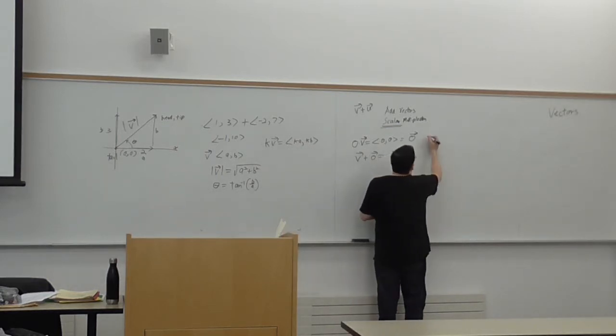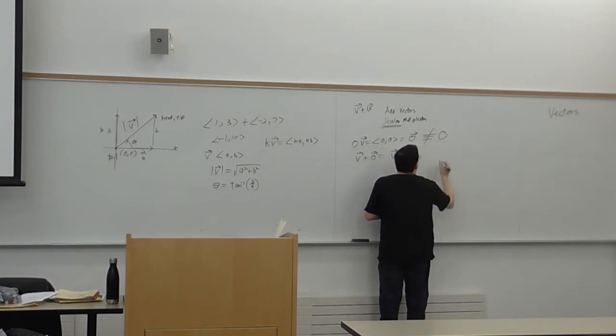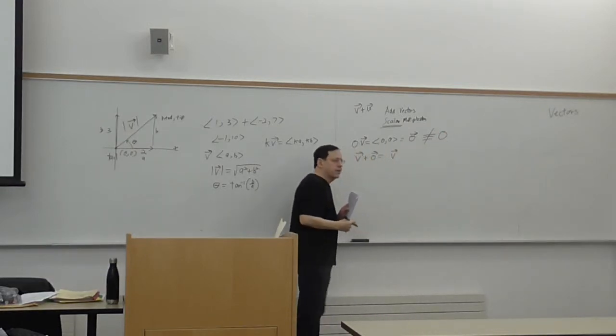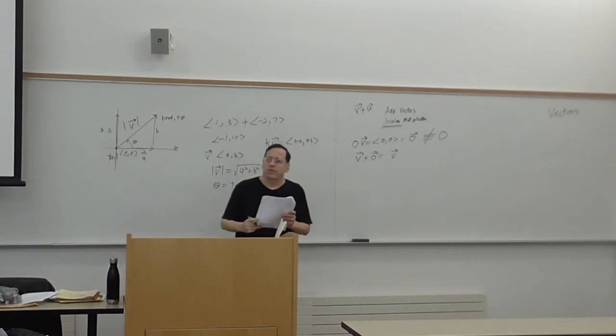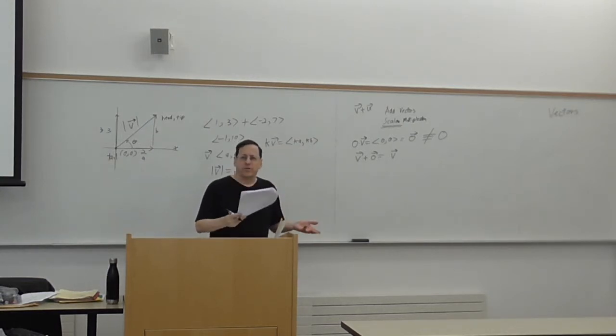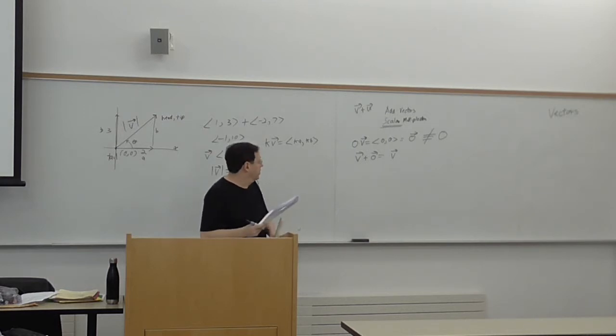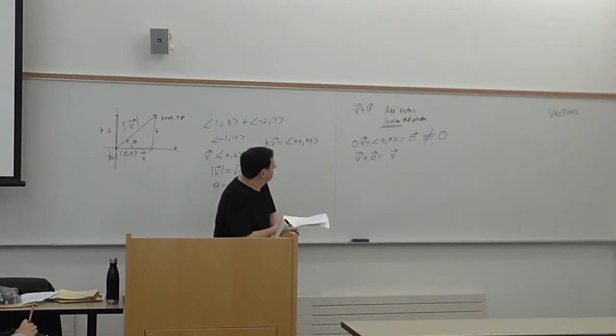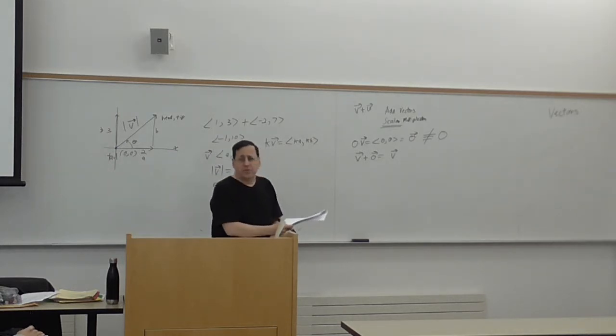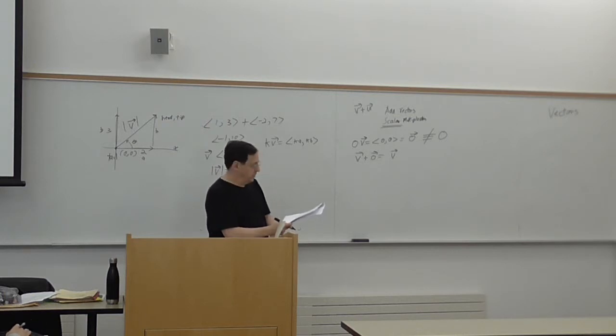Something to keep in mind, the 0 vector is not the number 0. You can't add a number and a vector. I'm sorry, you can't add a number and a 0 vector. I said that wrong. These are just different animals, so you have to keep them separate.